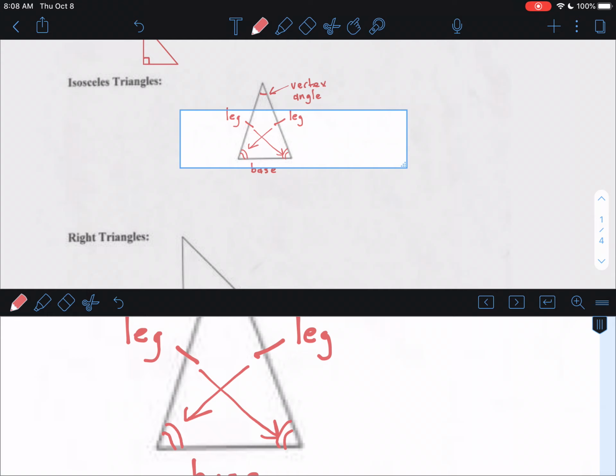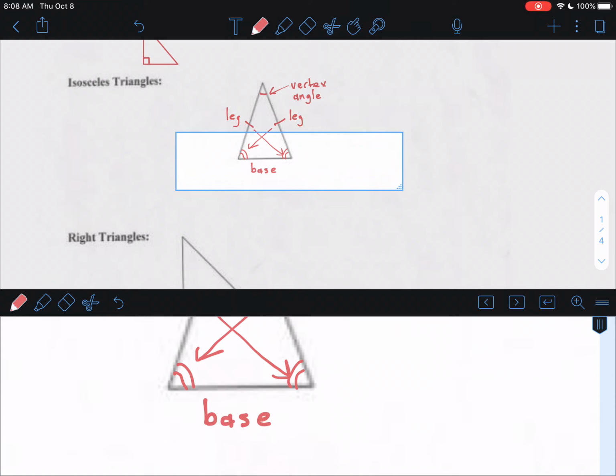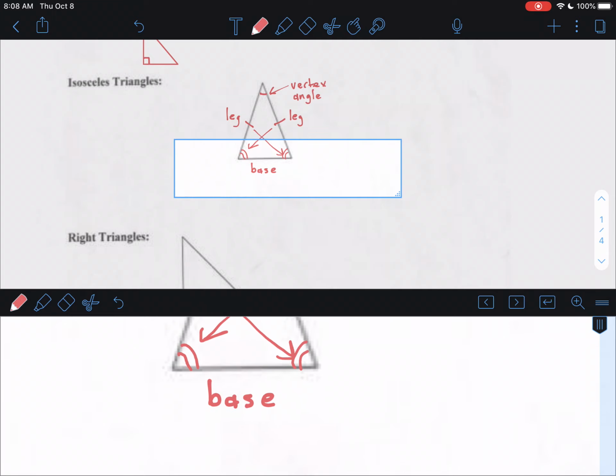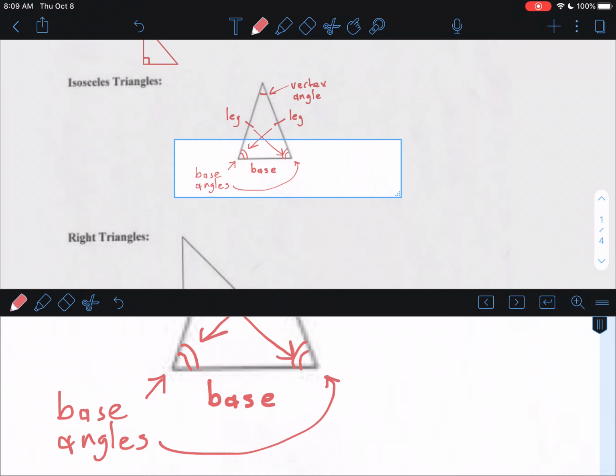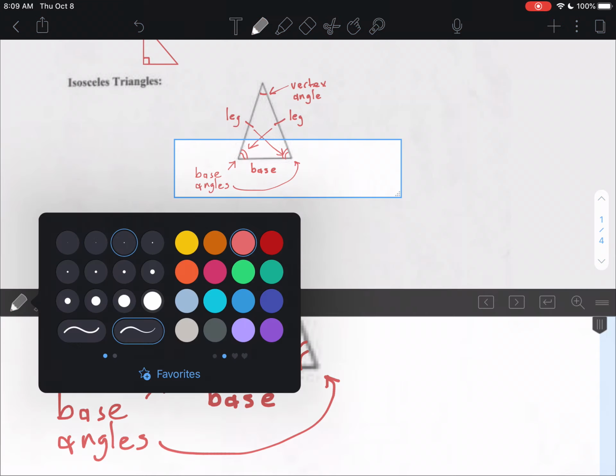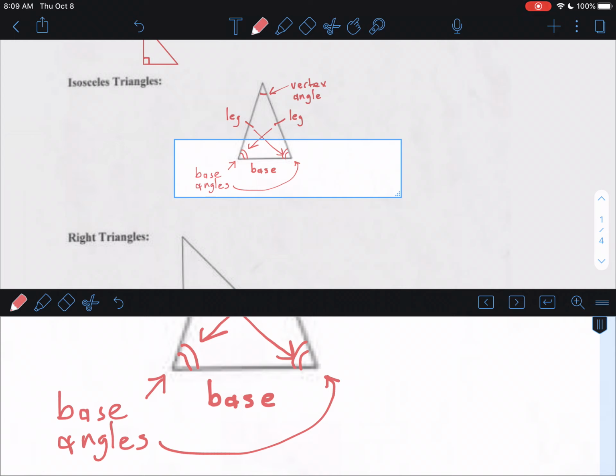So if we see two congruent legs in a triangle, you know that the angles that are across from those legs are both congruent as well. So that means these two angles here at the base are both congruent. And the name for these angles is base angles. So those are my base angles right there.